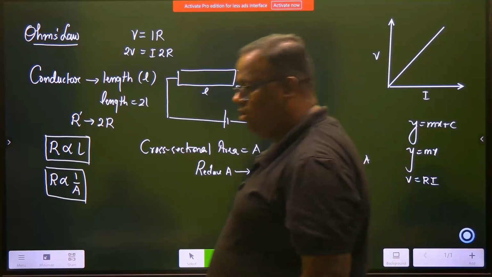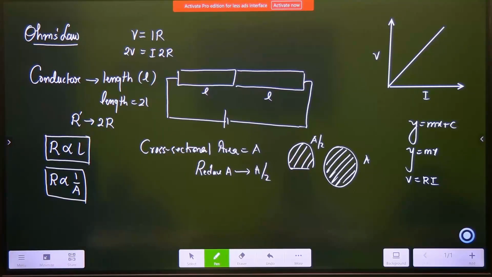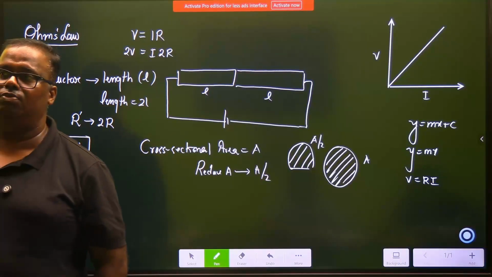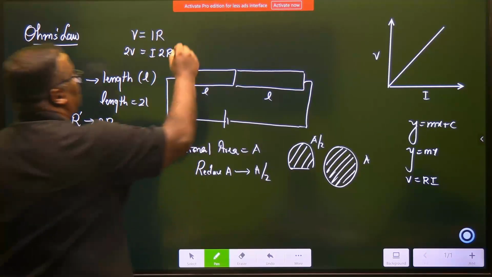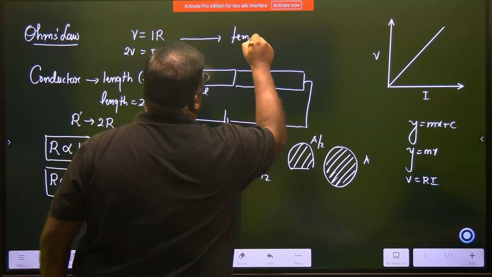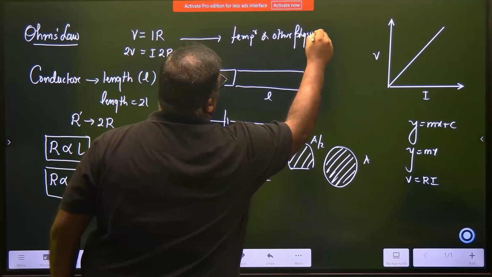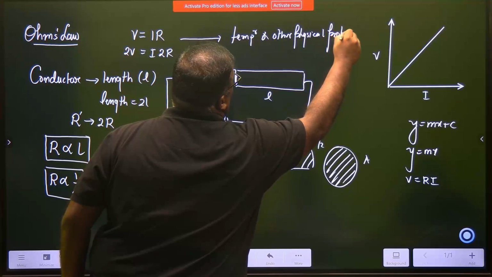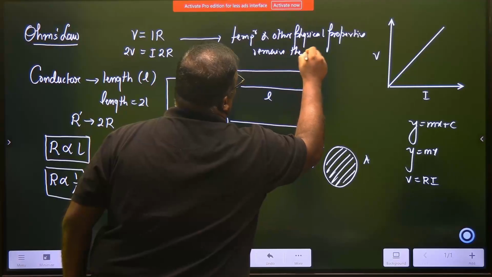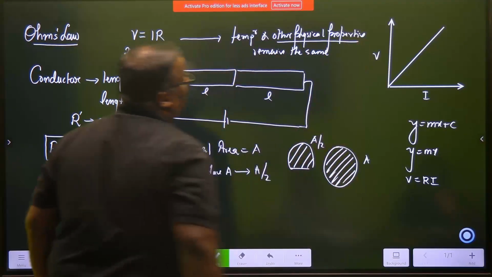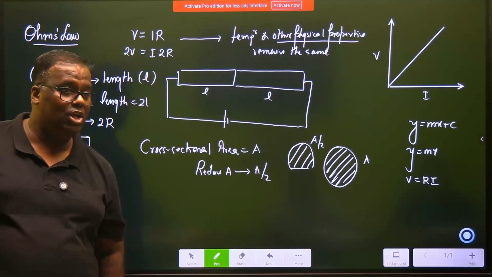Is the definition of Ohm's law clear to you? Ohm's law states that the current flowing through the cross section of a conductor is directly proportional to the potential difference maintained across its ends, provided temperature and other physical properties remain the same. And what do you mean by other physical properties? It is basically the geometric properties. You cannot tamper with either the length or the area.